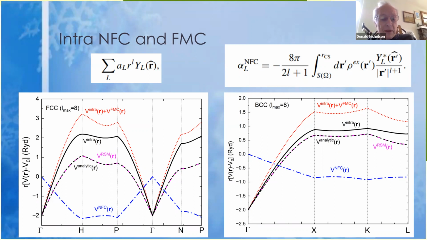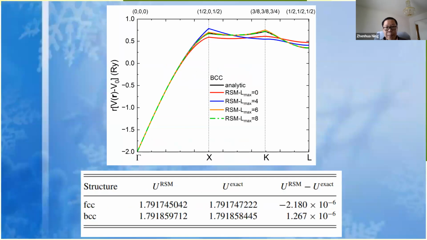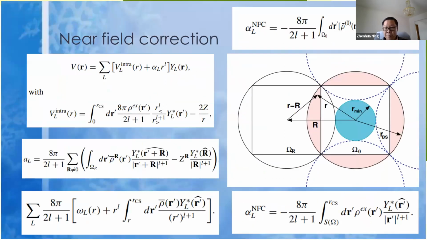Yeah. For this one, I would say that this near field correction term serves as a cancellation for this intra-cell contribution. When we calculate the intra-cell contribution, this term is calculated by the extended charge density. So it means that we have contribution from the charge density outside of the VP. And this near field correction serves as a removal of that part.